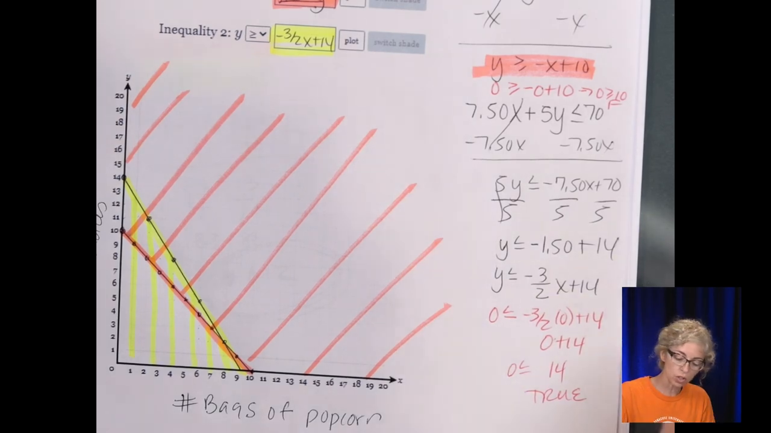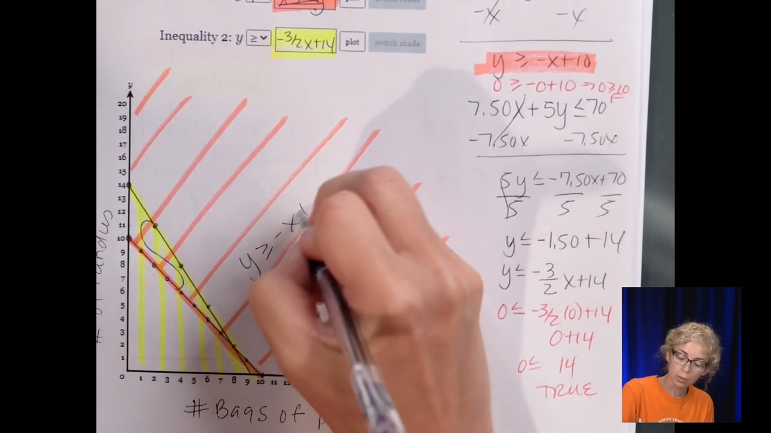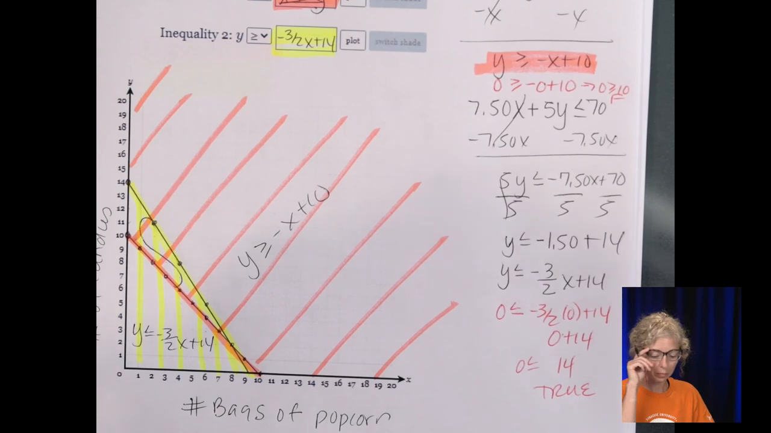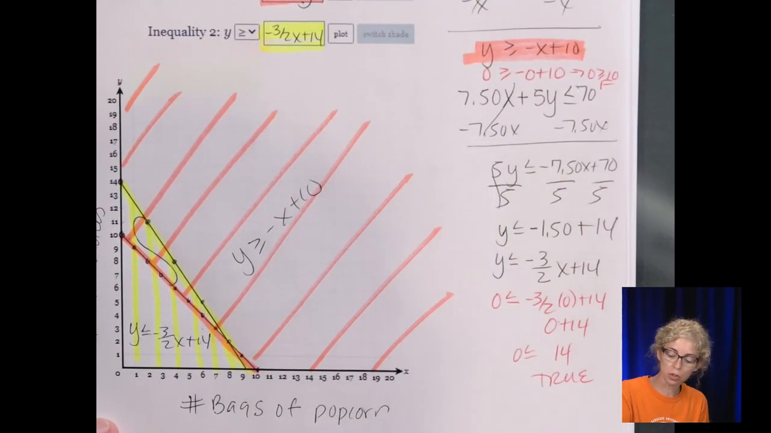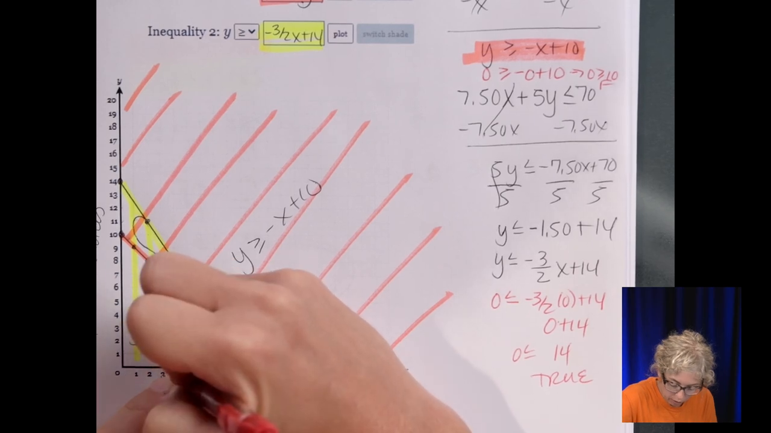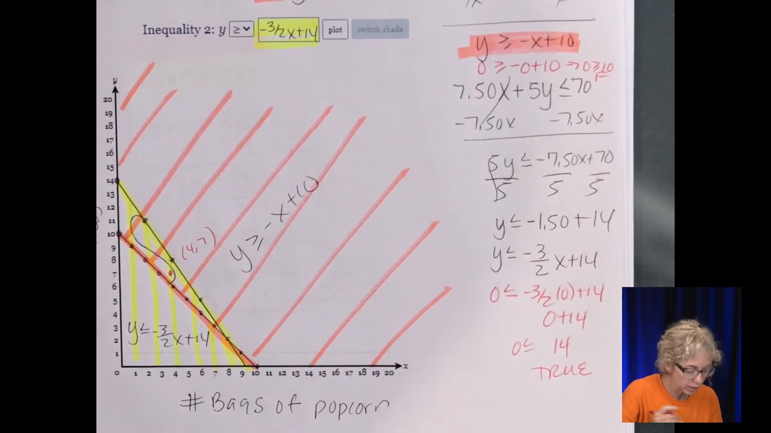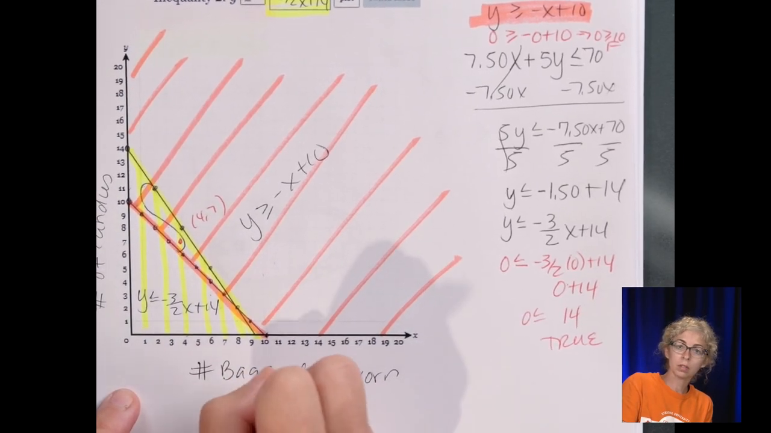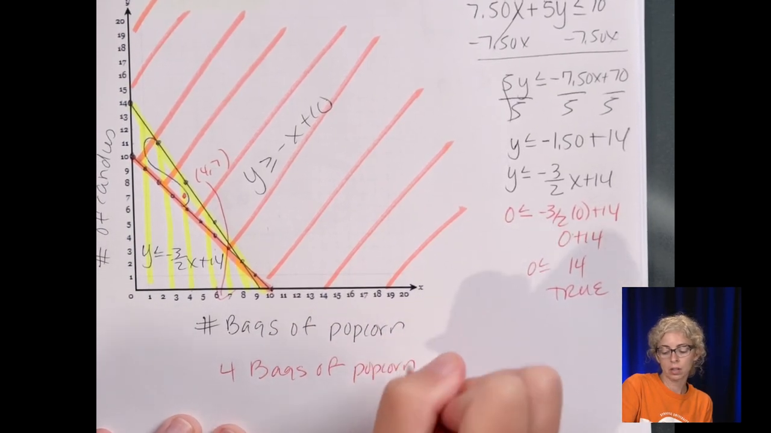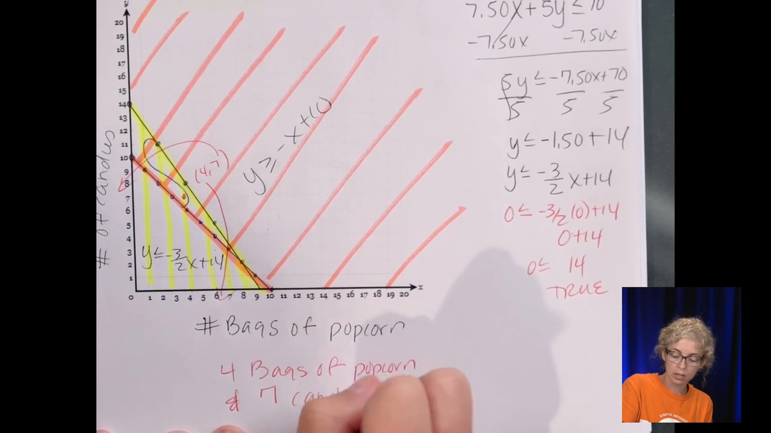So our solution set is here. So over here, the pink is y greater than or equal to negative x plus 10. And last, this is y less than or equal to negative 3 halves x plus 14. And you can determine just one possible solution. So you get to pick any point in this area. So you could come out, let's say 4, right? So follow the 4 up. The point 4, 7 is a possible answer. So 4 bags of popcorn, because 4 is the x. And the y is the number of candies, and 7 candies.